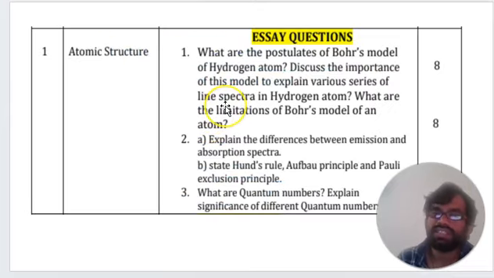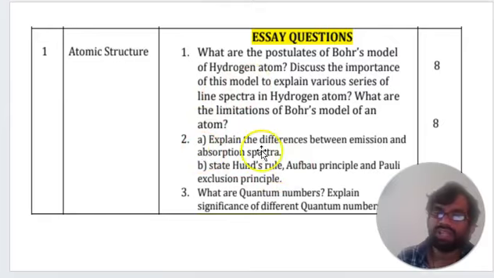And now we can see, especially in atomic structure, the very long answer questions, like essay type questions. These three questions are very important, especially in atomic structure. Every exam they repeat these long answer questions. You can see the first question: what are the postulates of Bohr's model of hydrogen atom? Discuss the importance of this atom to explain the various series of line spectra of hydrogen atom. What are the limitations of Bohr's model of the atom? This first question is very important, especially in the atomic structure unit.